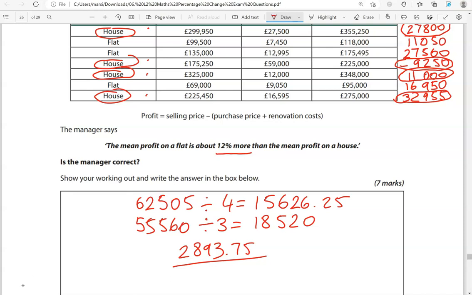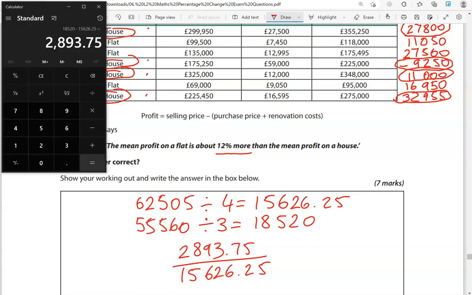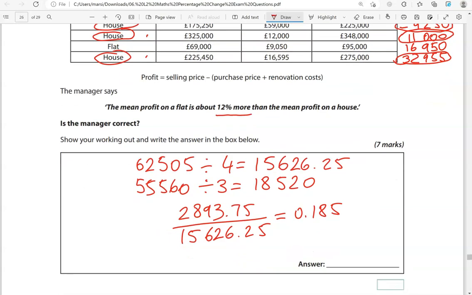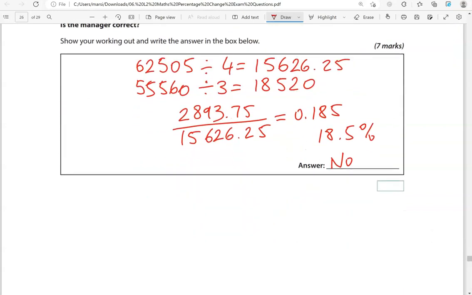So that was 15,626.25. And that gives us 0.185, which is 18.5%. The manager said that there was about 12% more, and that is not correct, because it's 18.5% more.